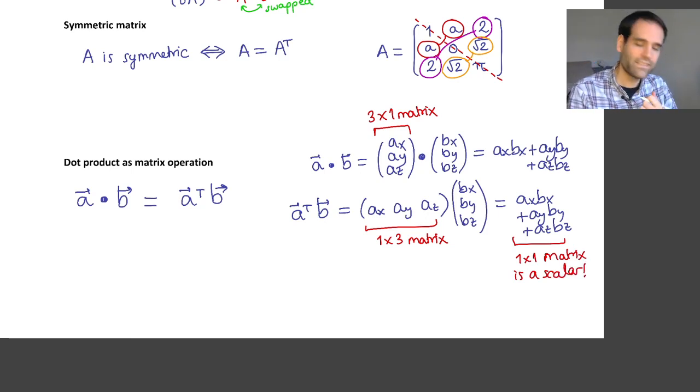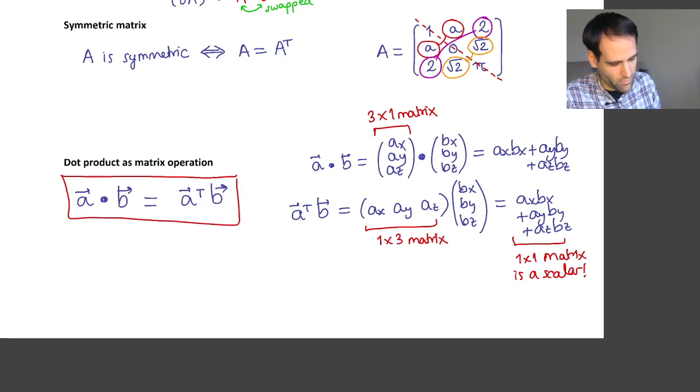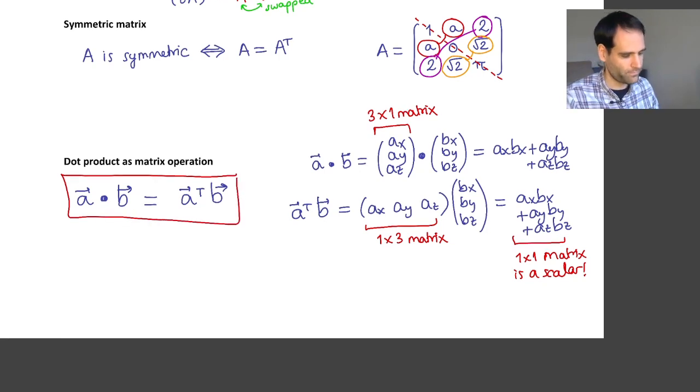Okay, so this is nice because it means that scalars can be imagined as being 1 times 1 matrices, and vectors can be imagined as being matrices with only 1 column, and still we can do operations with them. So the dot product between two vectors becomes this transpose trick here. We will often use this in proofs that involve dot products.